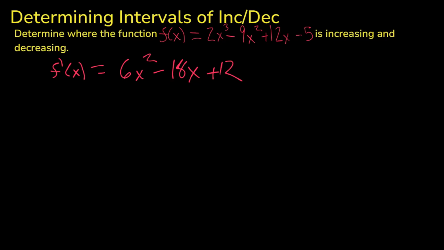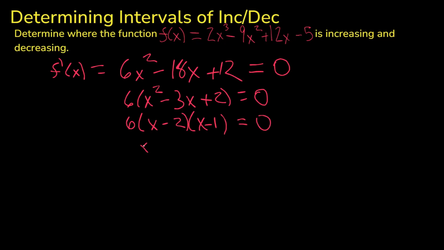So we can use that information to solve inequalities involving the first derivative. The first thing to do, however, is to set the derivative equal to 0 and then solve for x. Factor out a 6 and then factor the polynomial. And then we get x equals 2 and x equals 1. Once we know where the first derivative is equal to 0, we can then set up intervals, because by the intermediate value theorem, the function is not going to change sign unless it passes through 0.